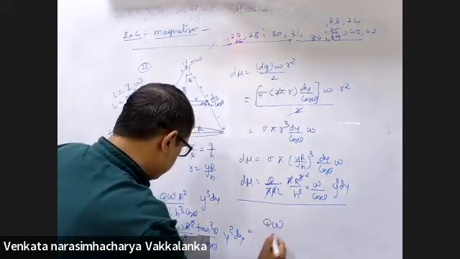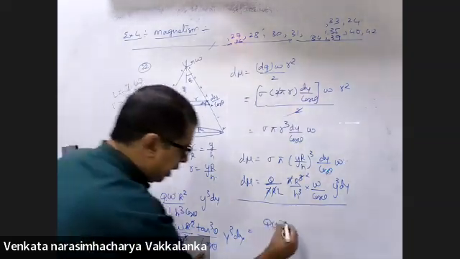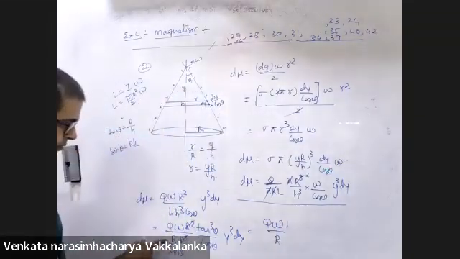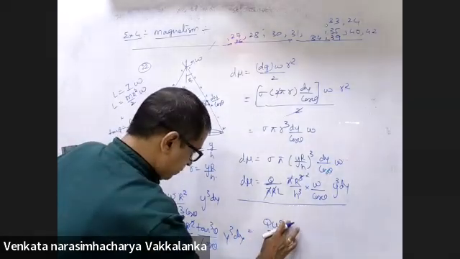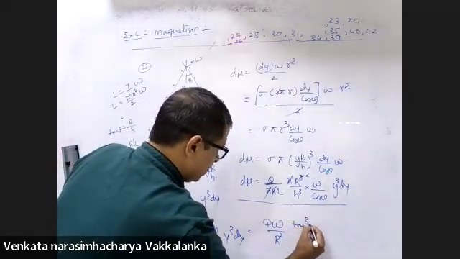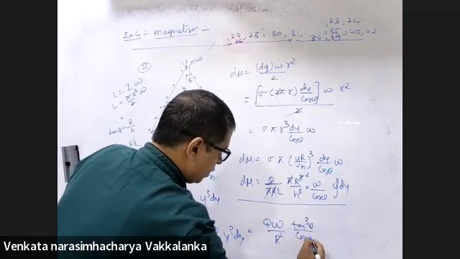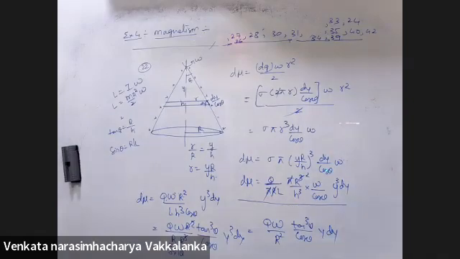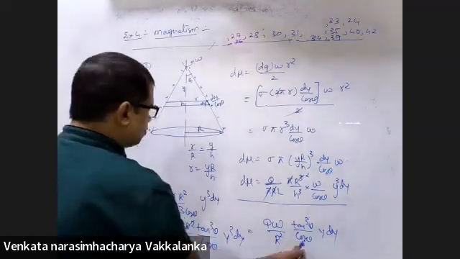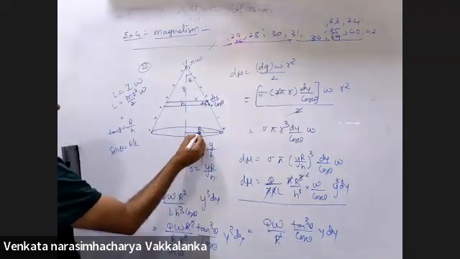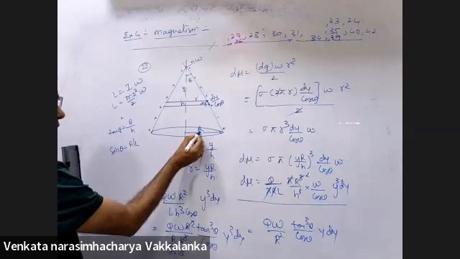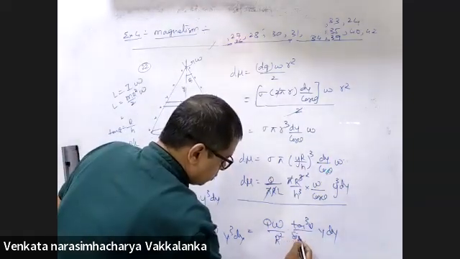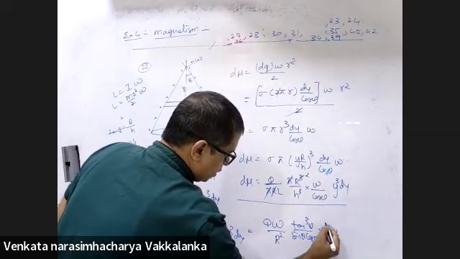Q omega by R square tan cube theta divided by cos theta, y dy. Q omega by R square tan cube theta cos theta. Now R also I need to eliminate. So you missed sin, sin theta was left out. It's y cube. Sin theta, cos theta and y cube.